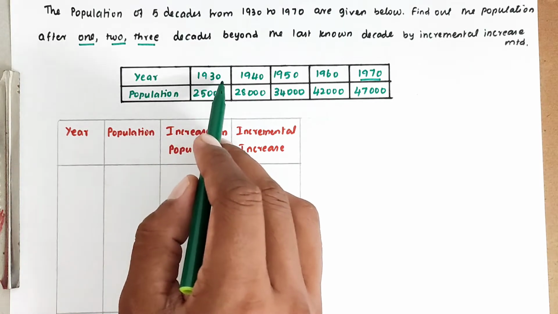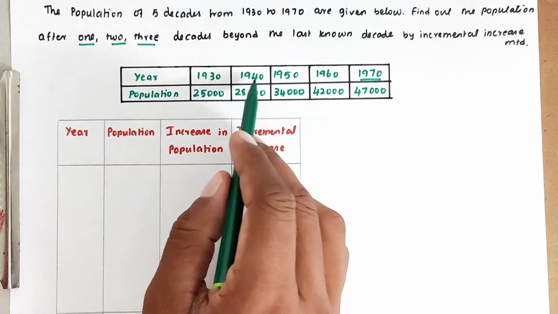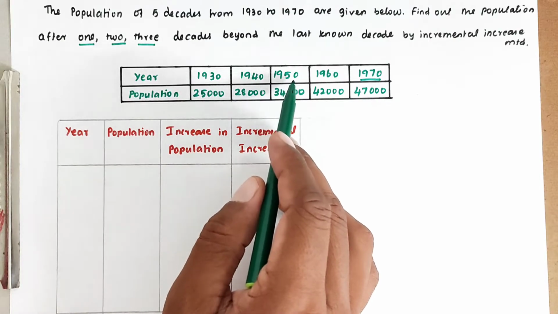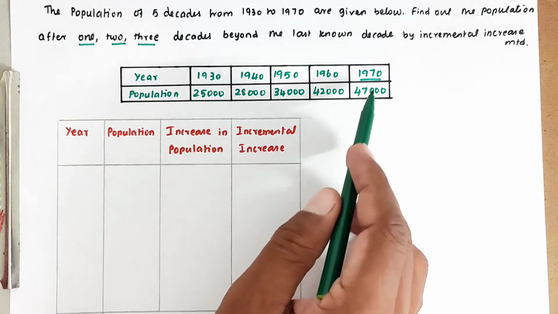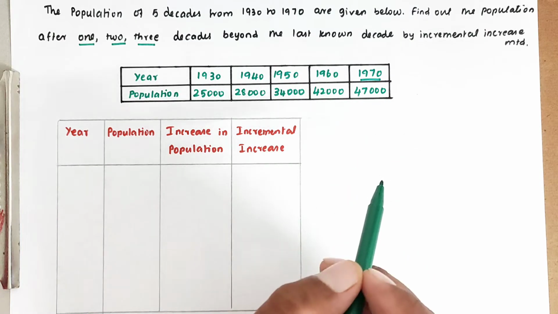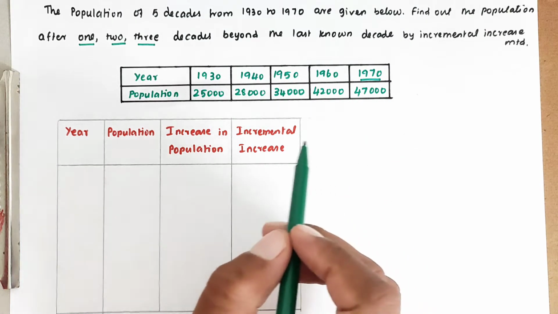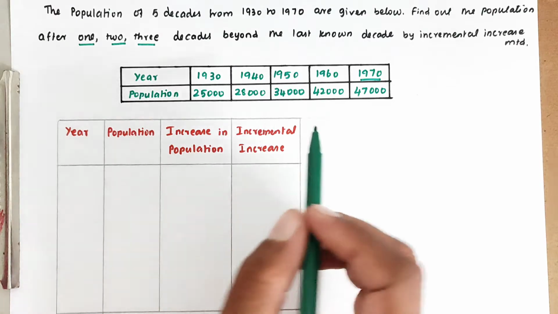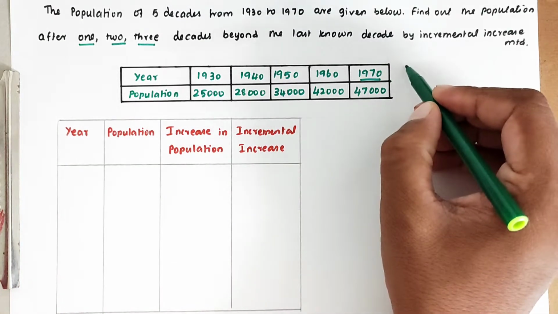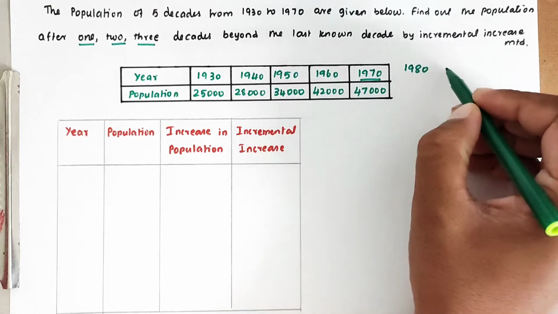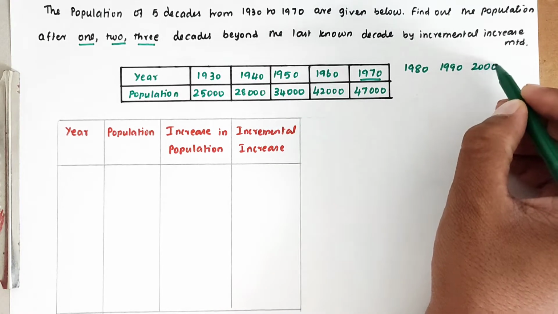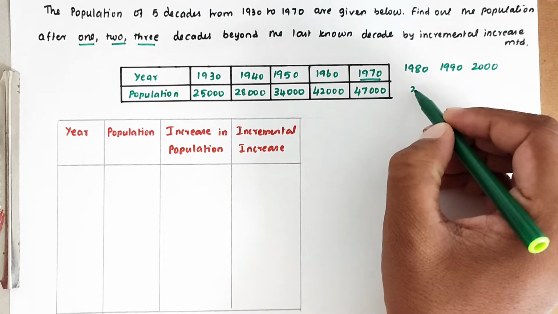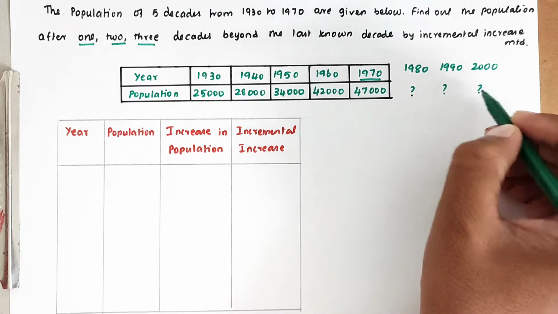In 1930, the population is 25,000; 1940, 28,000; 1950, 34,000; 1960, 42,000; 1970, 47,000. Now we have to find the population after 3 decades, that is 1980, then 1990, then 2000.